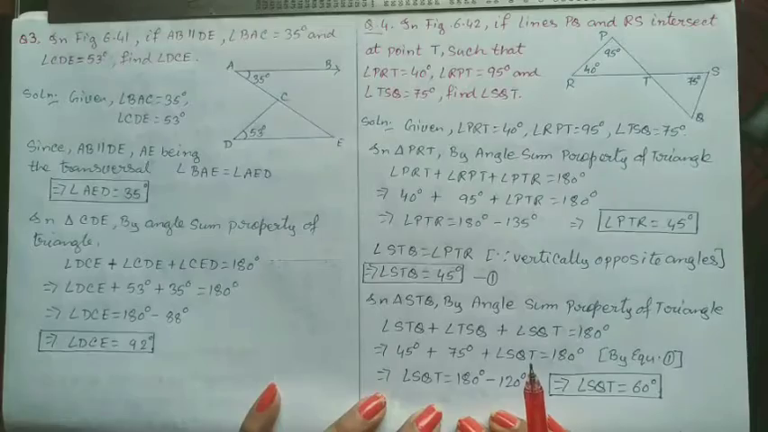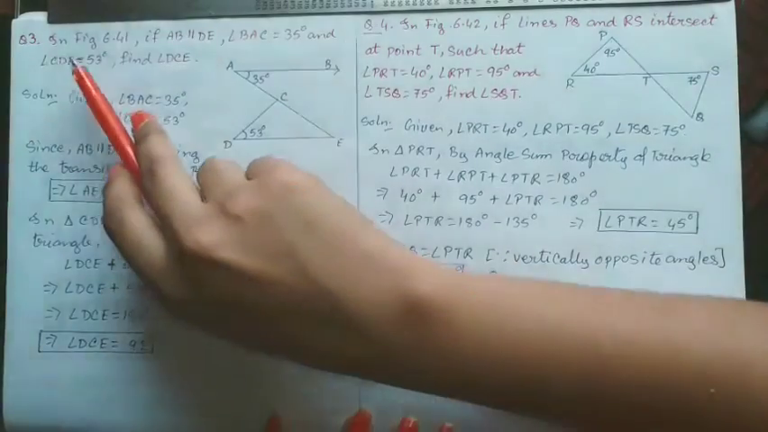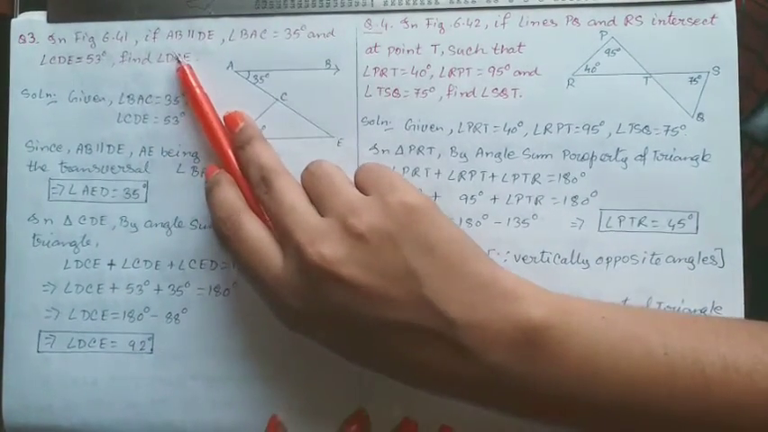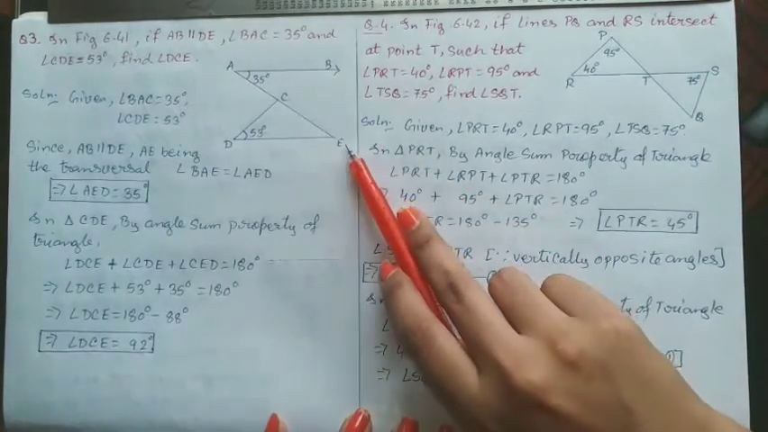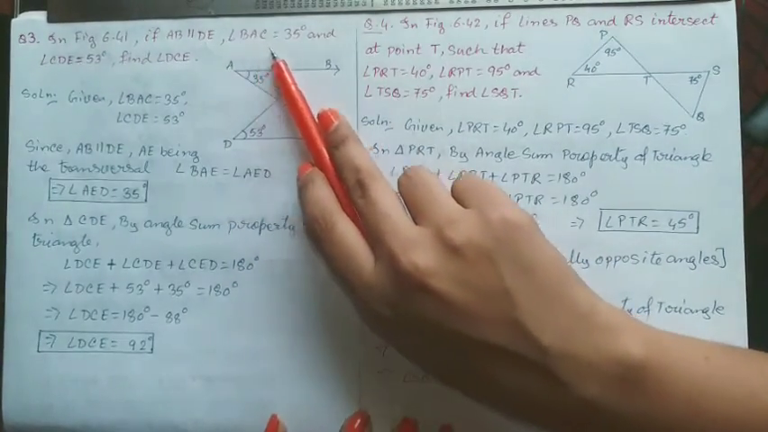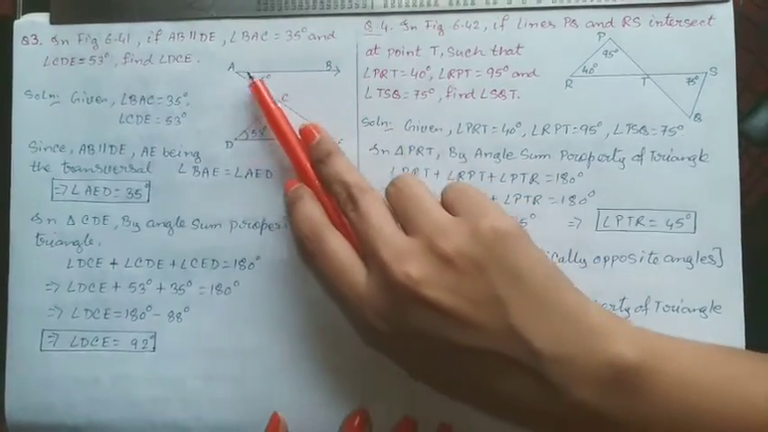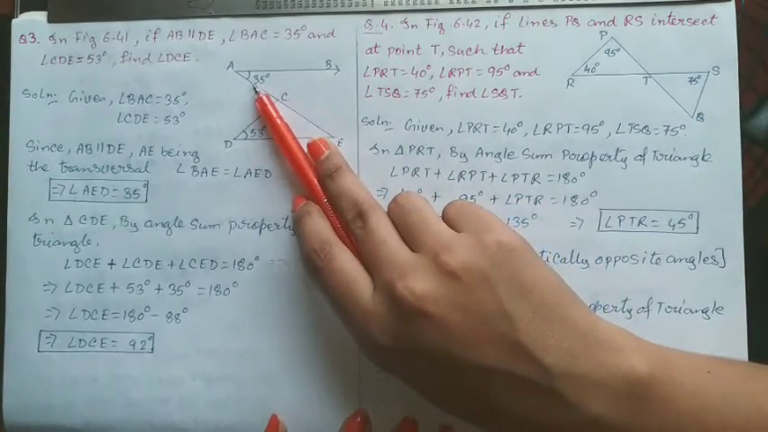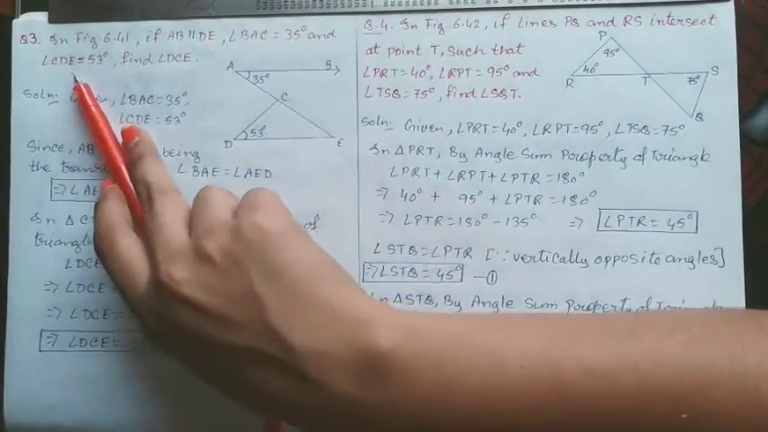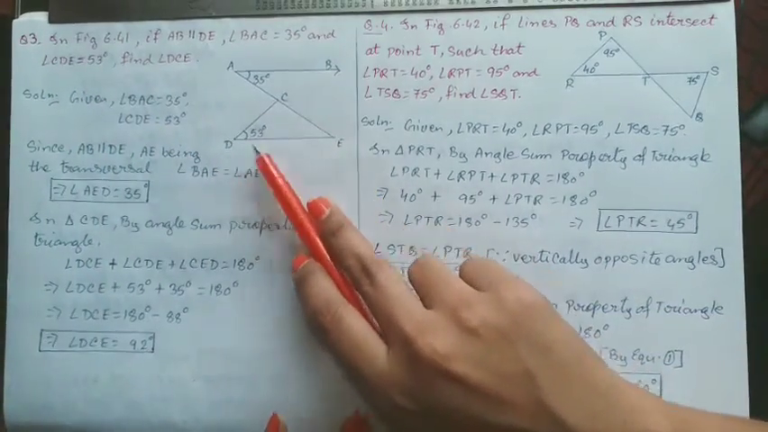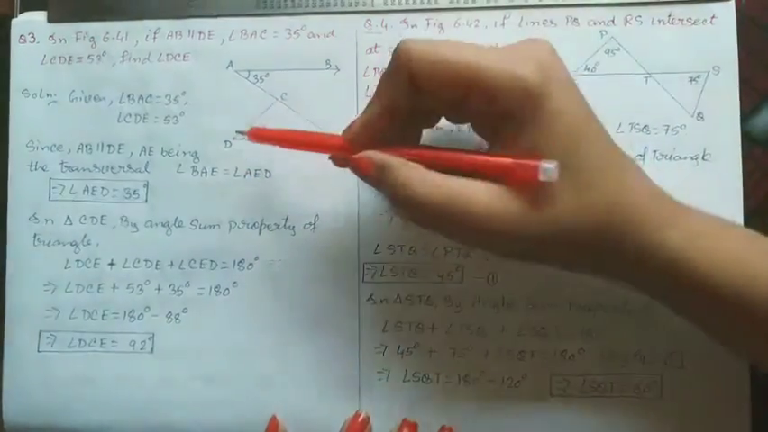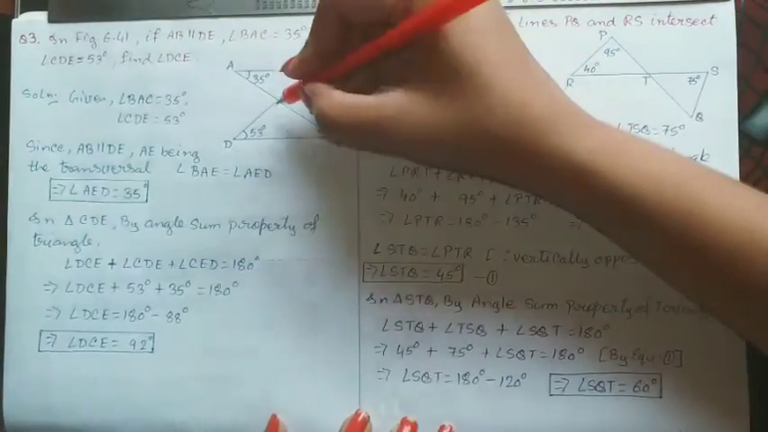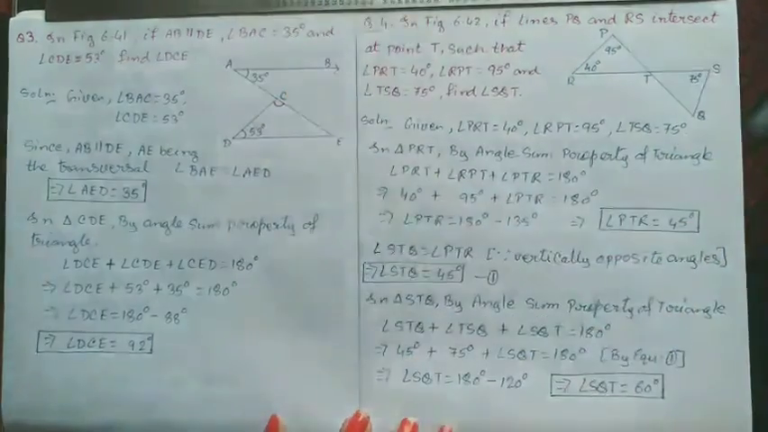Now we'll solve question number 3. It's given in figure 6.14. If AB is parallel to DE, and angle BAC equals 35, this angle is given as 35. And angle CDE is 53. Angle CDE is given as 53. We have to find out the value of DCE, that means this particular angle.